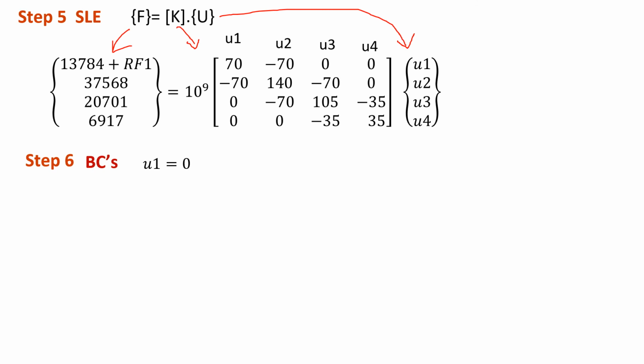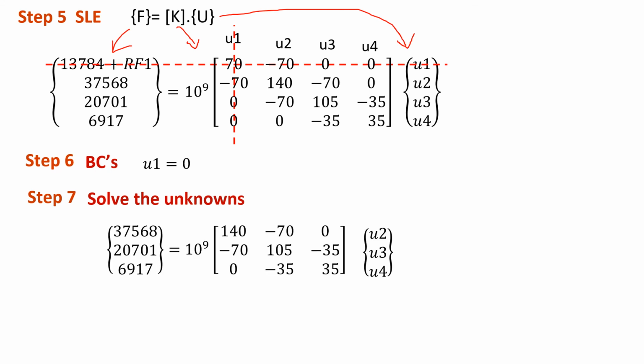In this case, U1 is already known, meaning that row 1 and column 1 are no longer useful for us. Thus, we can eliminate column 1 and row 1. Then we obtain the reduced system linear equation so that we can solve the unknowns.